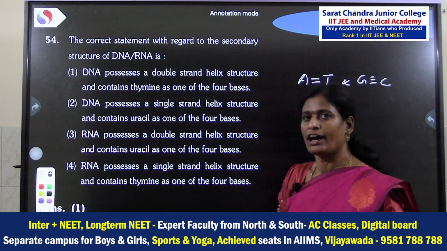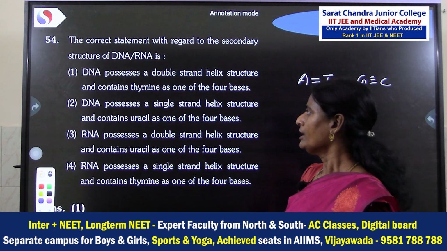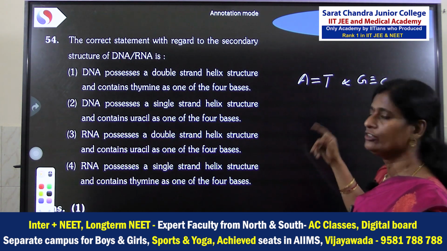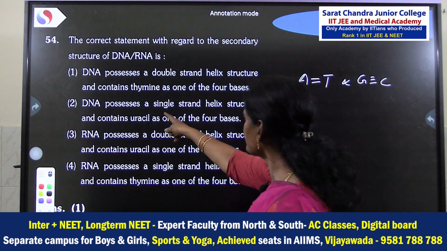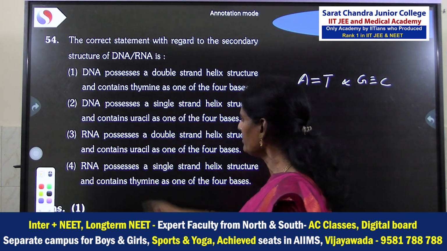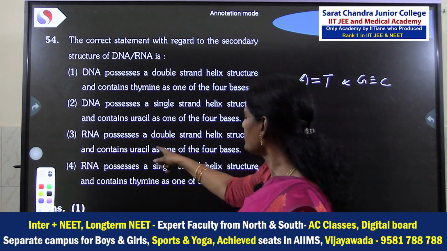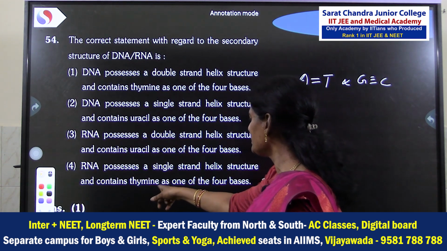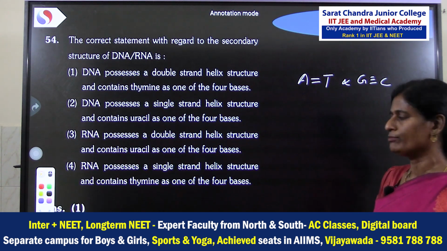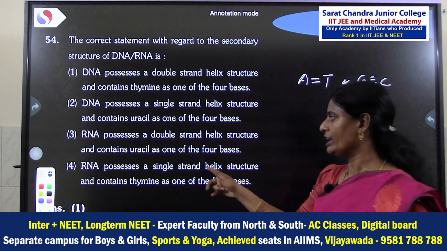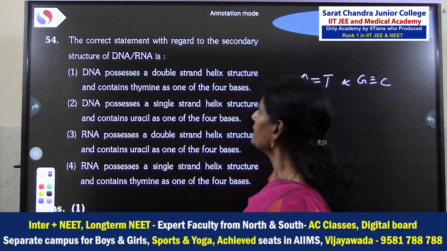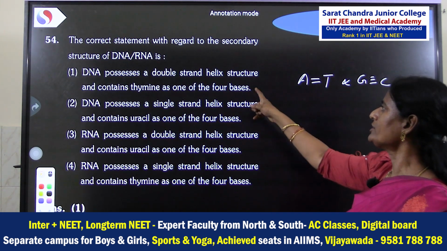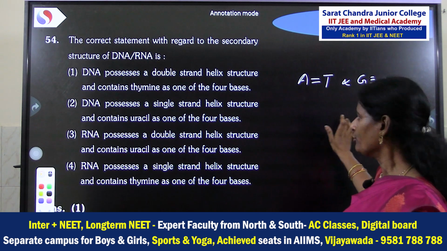Coming to RNA, RNA is a single strand helix structure, and in RNA the base pairs are AU and GC, adenine with uracil, and guanine with cytosine. So the statement that DNA possesses a single strand helix structure is wrong. And the statement that RNA possesses a double strand helix structure is also wrong. RNA possesses a single strand helix structure, but the option saying it contains thymine as one of the 4 bases is wrong, since in RNA thymine is absent and uracil is present. Therefore, the correct statement is the first one: DNA possesses a double strand helix structure and contains thymine as one of the 4 bases.